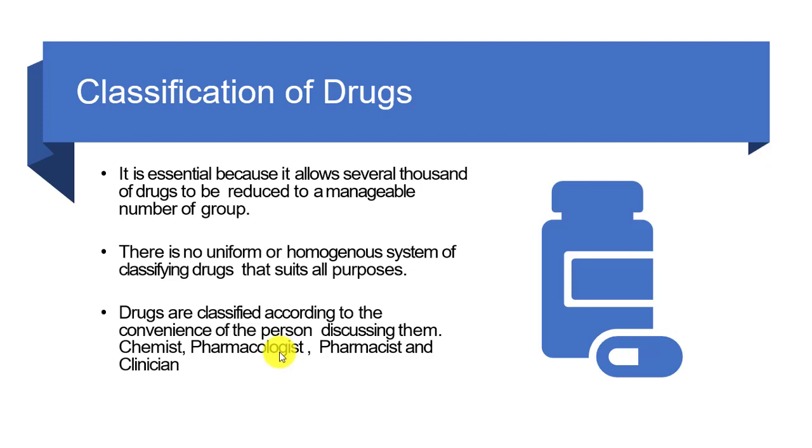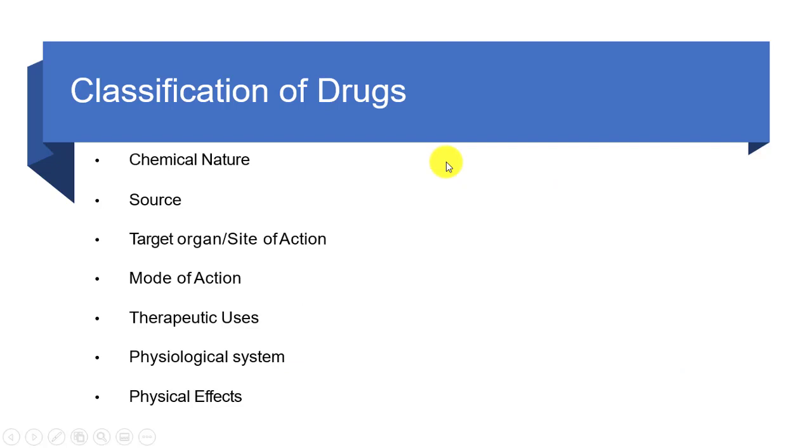And if I talk about a particular classification of drugs, there are a few ways we can classify drugs. This can be based on the chemical nature of the drug, the source of the drug, where the drug is extracted from or taken from. It can be based on the site of action or the target organ on which that drug acts. It can be based on the mode of action of a drug, on therapeutic uses, or on the physiological system on which the drug acts. That can also be used to classify a drug. And the physical effects: what are the physical effects of a drug?